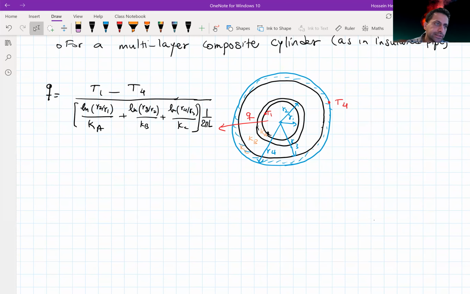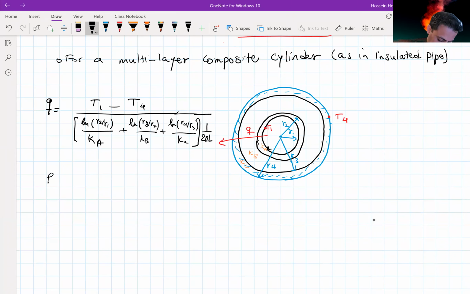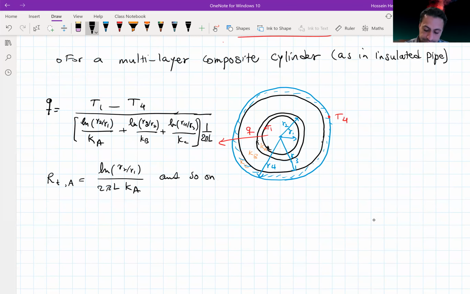So the thermal conduction resistance for layer A, the first internal layer, is natural log of R2 over R1 divided by 2 pi L Ka, and so on. So we can write it for any other layers. This is only 3 layers, but it can go to more than 3 or any number of layers.